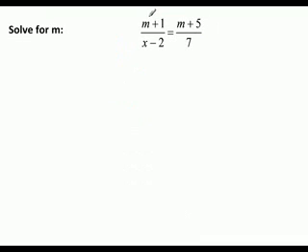Alright, this kind of looks like the second one we had where we had fractions, but I have m's on both sides, but it's part of a fraction, so just like we did before, I'm going to cross multiply. So I'm going to do 7 times m plus 1 equals.